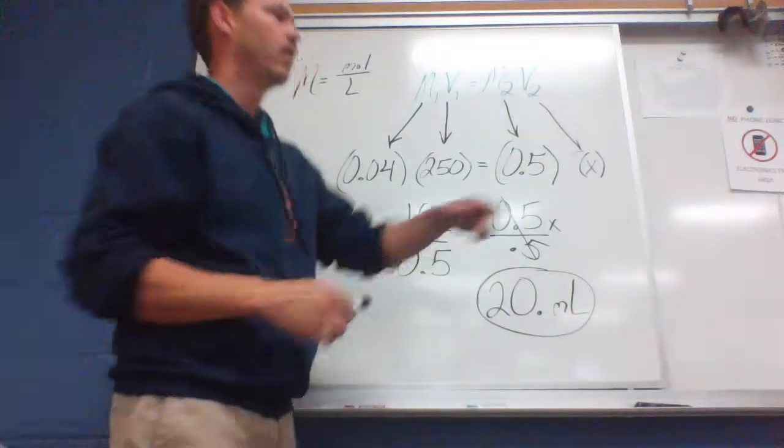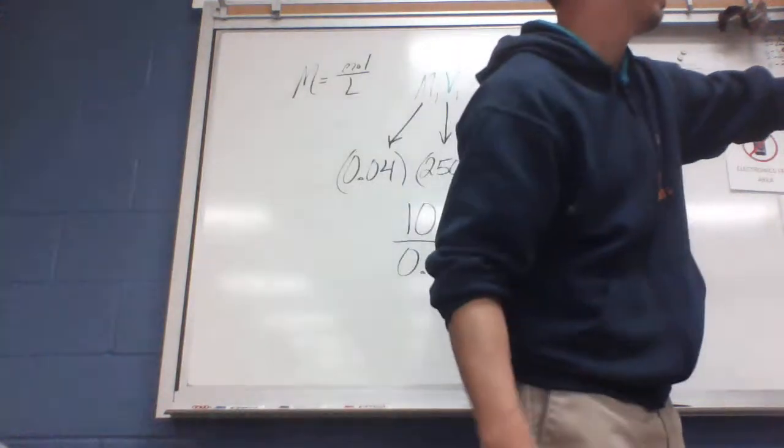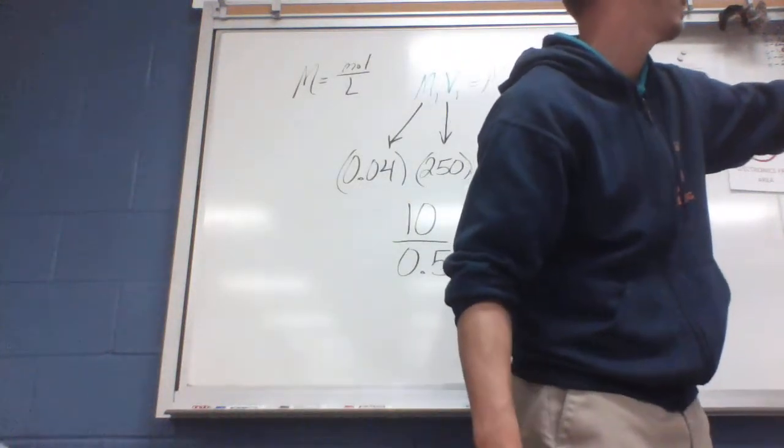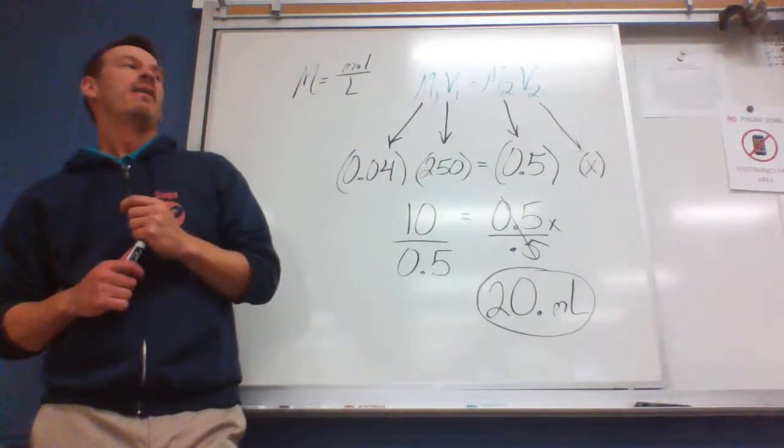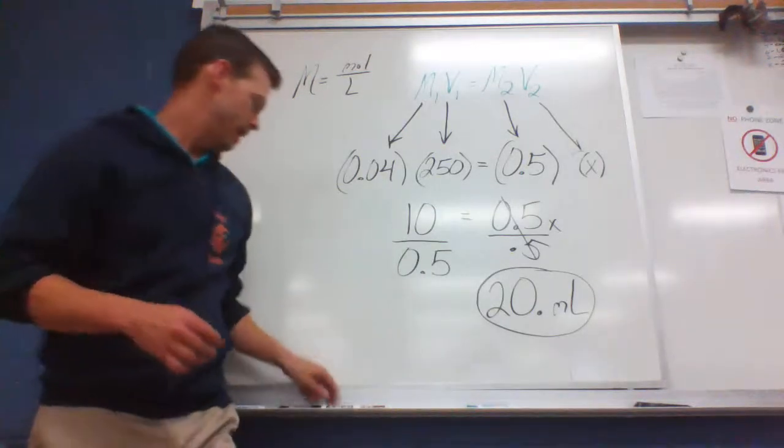Why do we have to include the decimal? Because if you look at all your starting numbers, 3 sig figs, 2 sig figs, 3 sig figs. My answer will have 2 sig figs. Oh, okay. I'm looking at 10. Yeah. Sorry. Mr. Cummings. My bad.